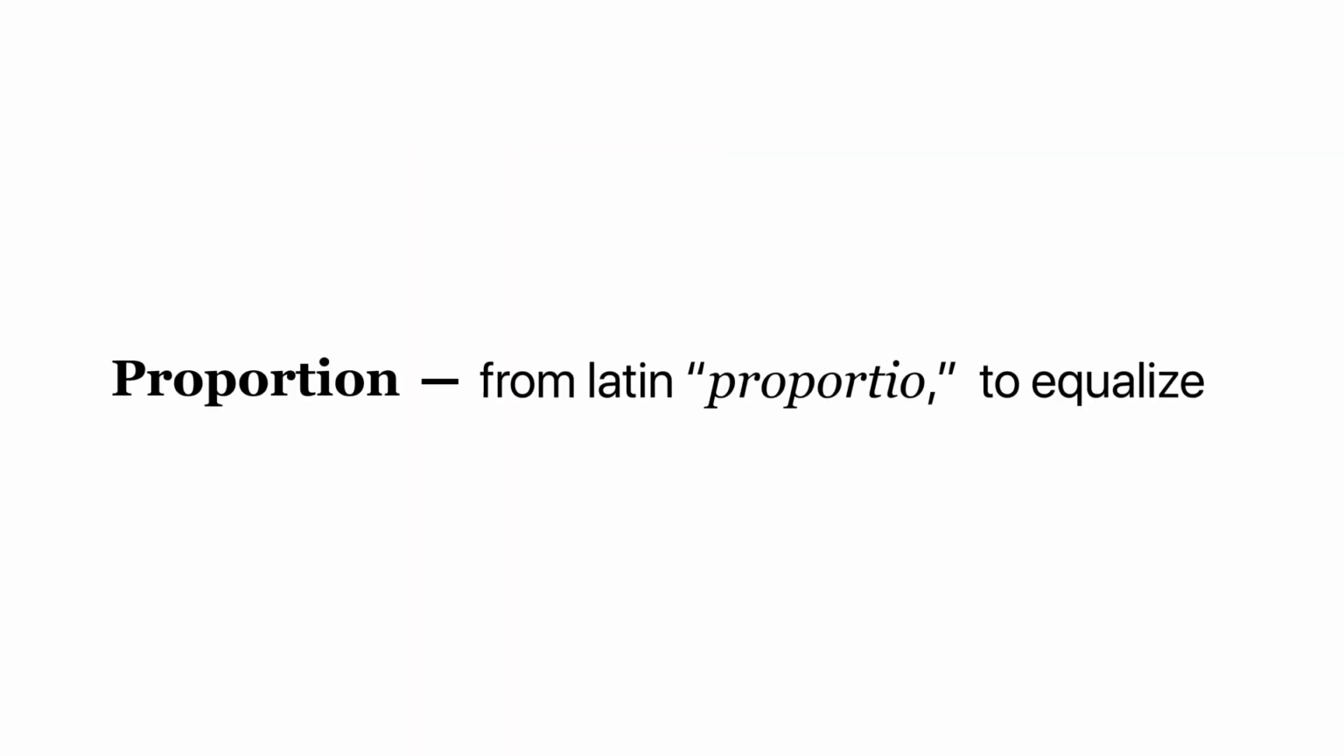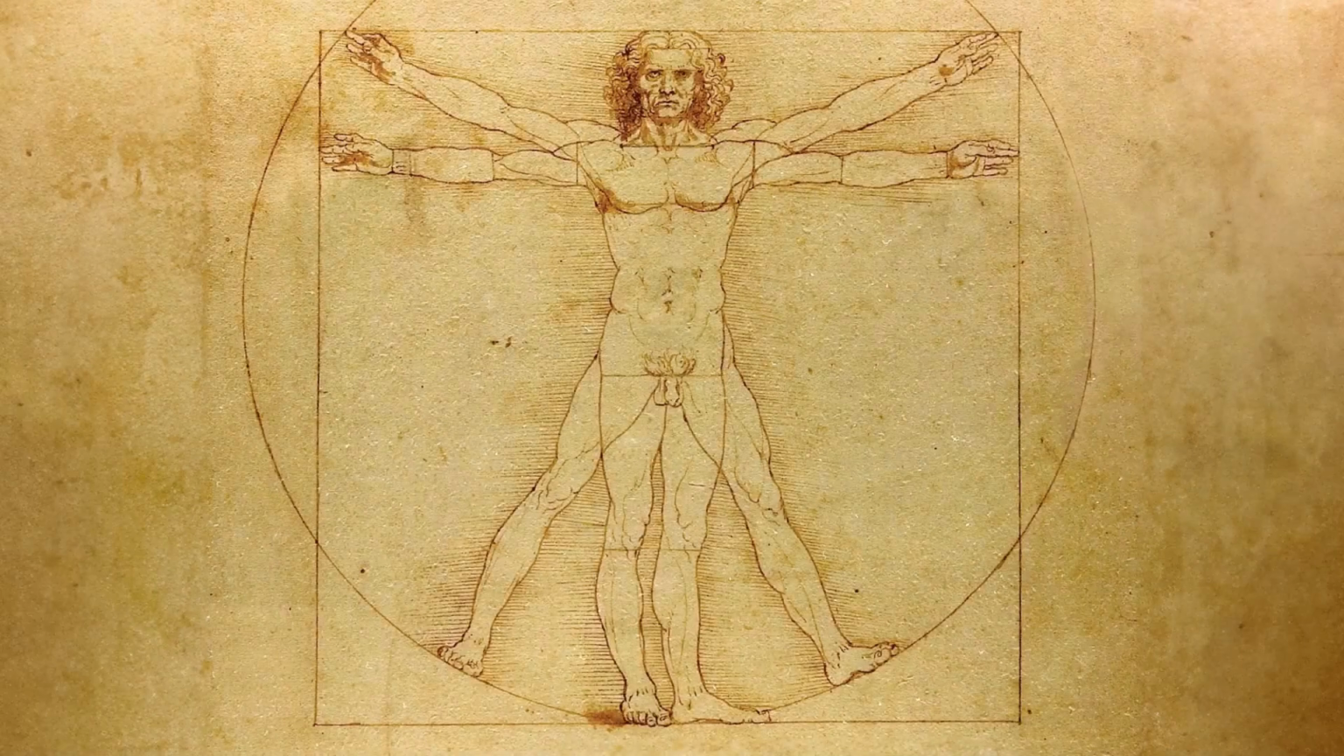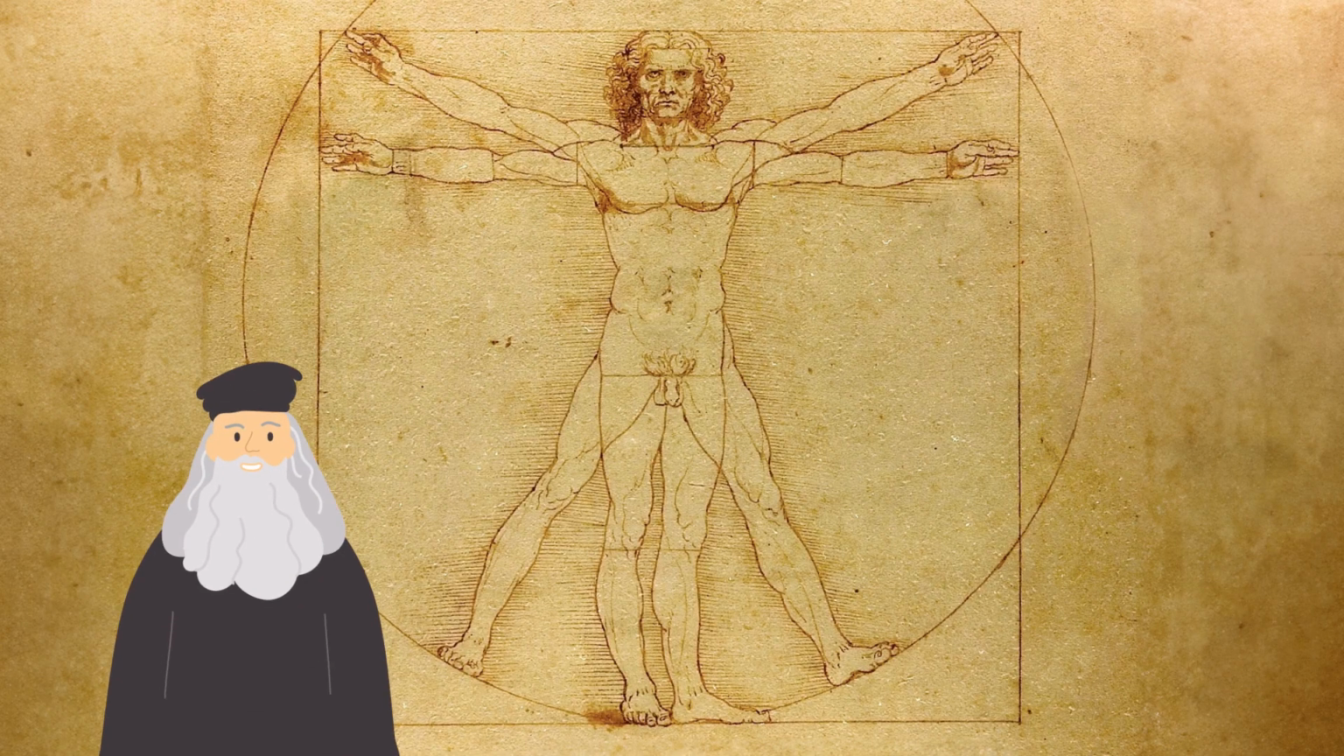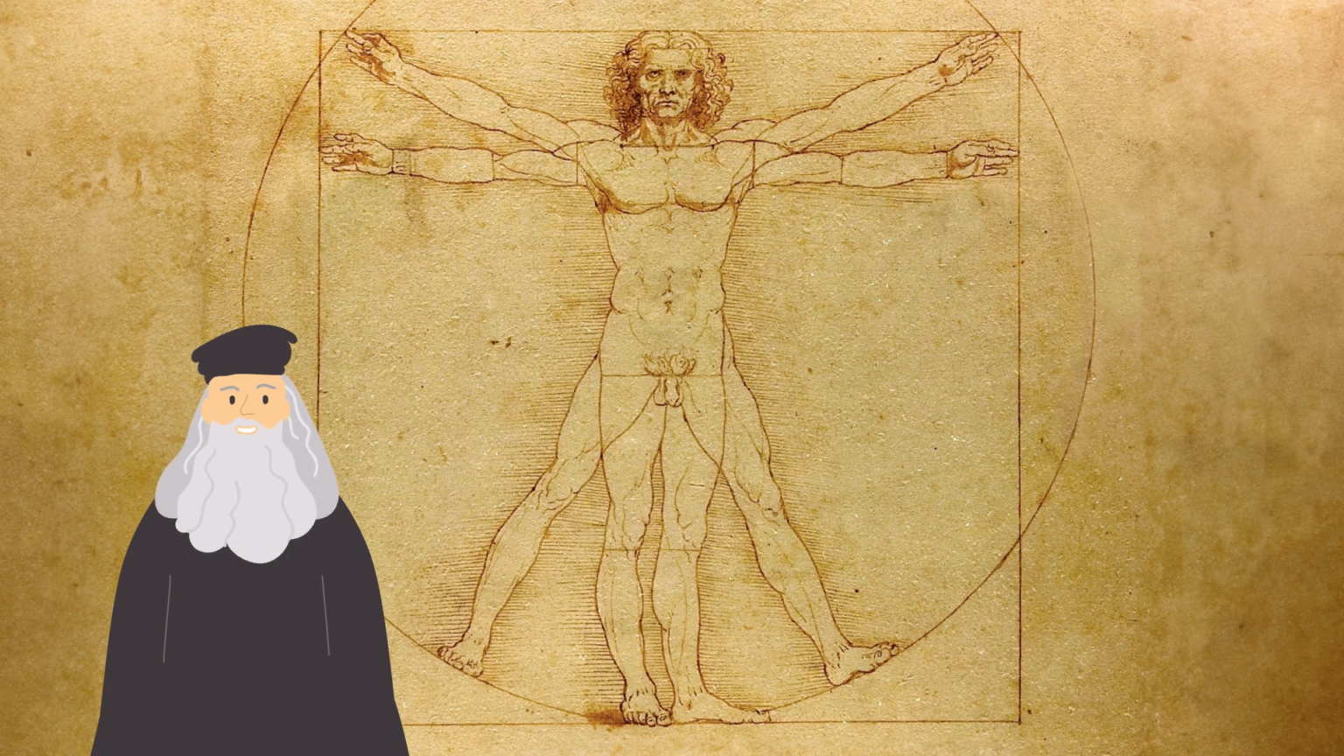It originates from the Latin word proportio, which means I equalize. Proportion is the equality of two ratios. We have an intuitive understanding of proportionality since it is inherent in us by nature. Every person is a carrier of proportion. In the late 15th century, Leonardo da Vinci created one of the most famous schematic depictions of the human body, known as the Vitruvian Man.